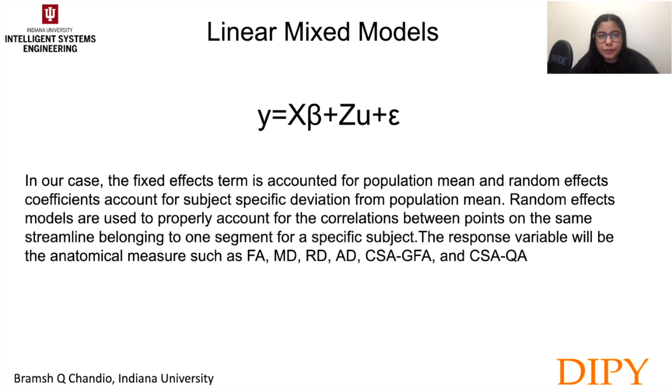I'll just give a brief review of how we are using linear mixed models. In the next session, you will hear about linear mixed models in detail from Dr. Harris. So this is the formula for linear mixed models, and in our case, the fixed effect term accounts for the population mean, and the random effects coefficients account for the subject-specific deviation from the population mean. This random effects model is used to properly account for the correlations between points on the same streamline belonging to one segment for a specific subject. The response variable will be the anatomical measures such as FA, MD, RD.